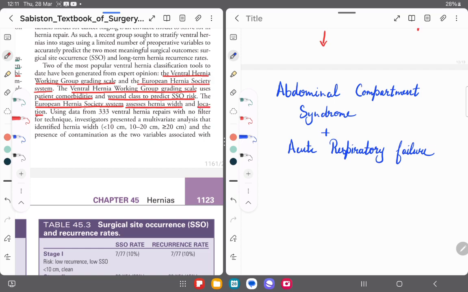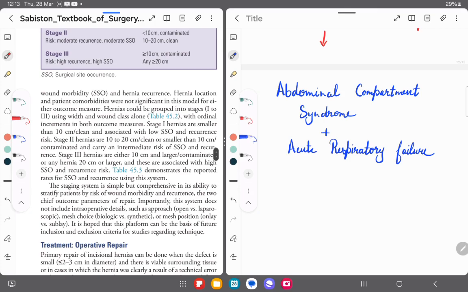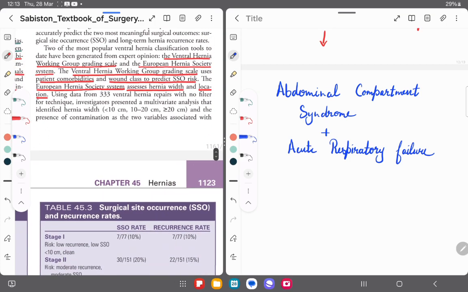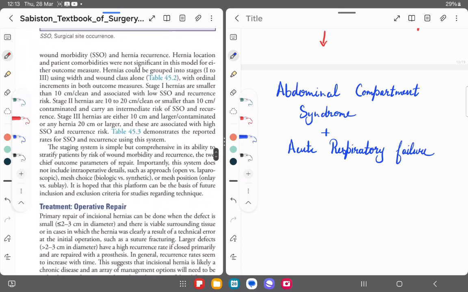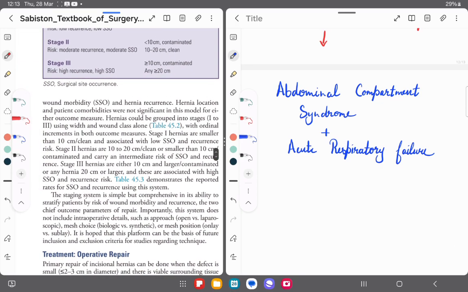Using data from 333 ventral hernia repairs with no filter for technique, investigators presented a multivariate analysis that identified hernia width less than 10 cm, 10 to 20 cm, more than or equal to 20 cm, and the presence of contamination as the two variables associated with wound morbidity, surgical site occurrence, and hernia recurrence. Hernia location and patient comorbidities were not significant in this model for either outcome measure. Hernias could be grouped into stages 1 to 3 using width and wound class alone.